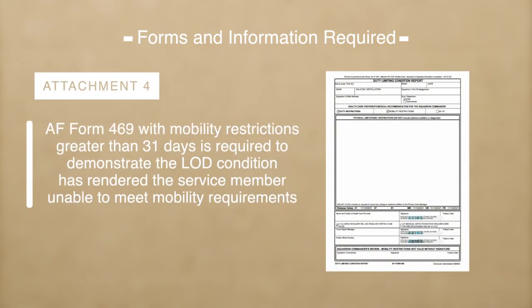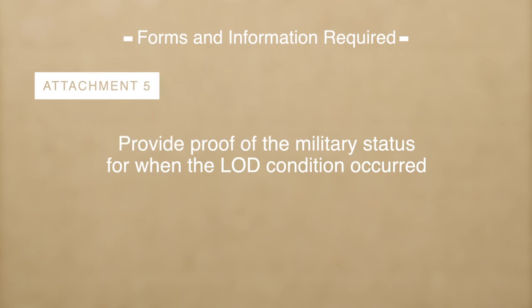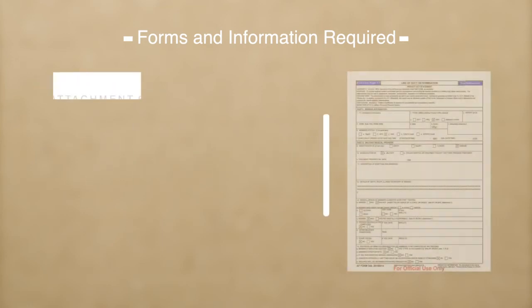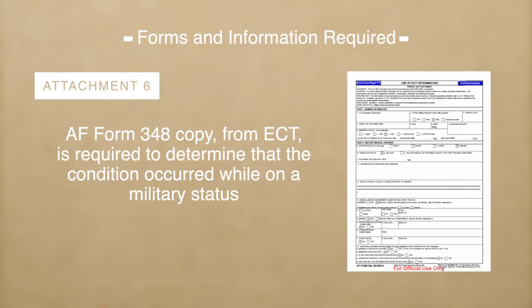Attachment 4, an Air Force Form 469 with mobility restrictions greater than 31 days is required to demonstrate the LOD condition has rendered the service member unable to meet mobility requirements. Attachment 5. Provide proof of the military status for when the LOD condition occurred. This may be in the form of official orders, unit training assembly rosters, UTA, or inactive duty training forms. Attachment 6. An Air Force Form 348 copy from ECT is required to determine that the condition occurred while on a military status.